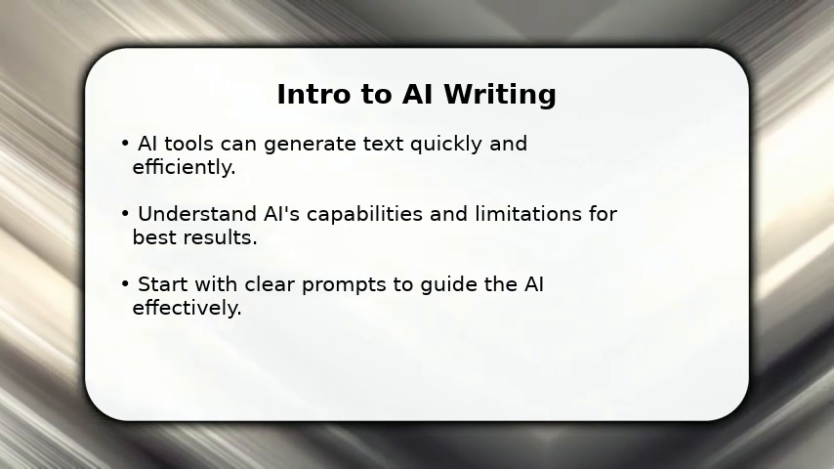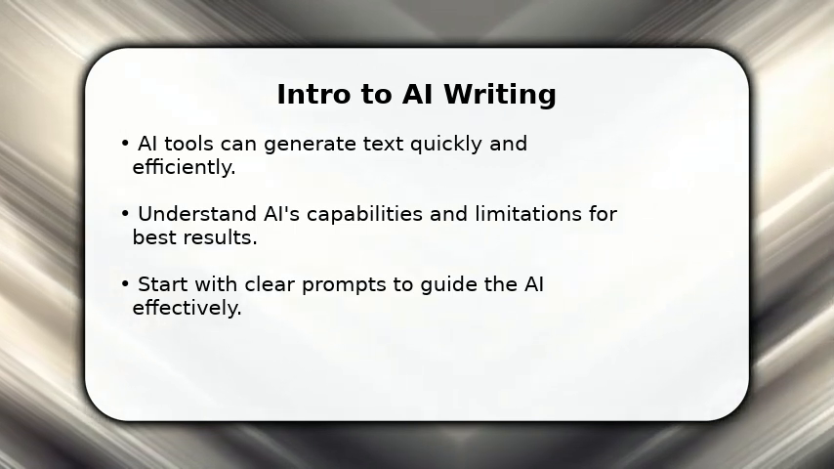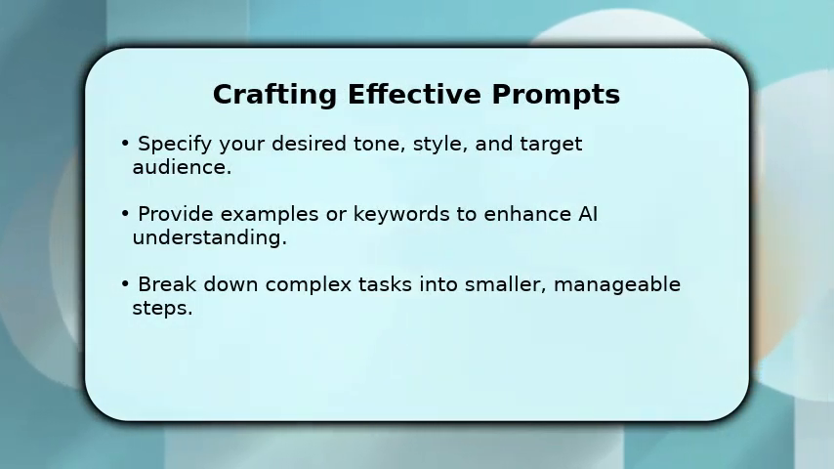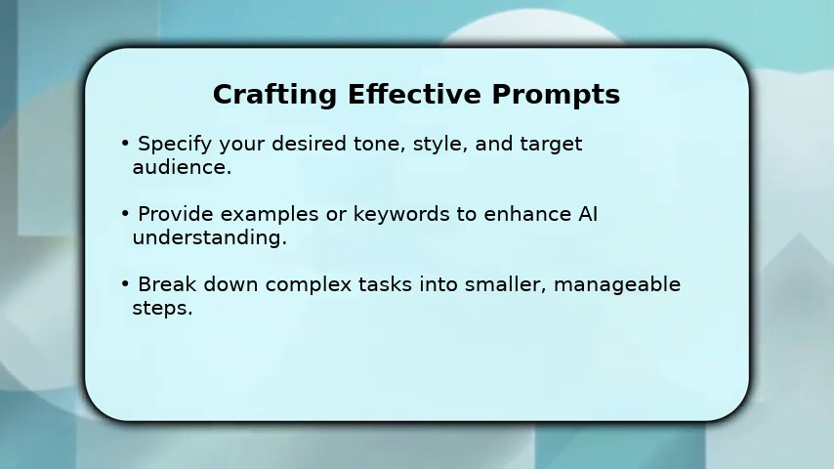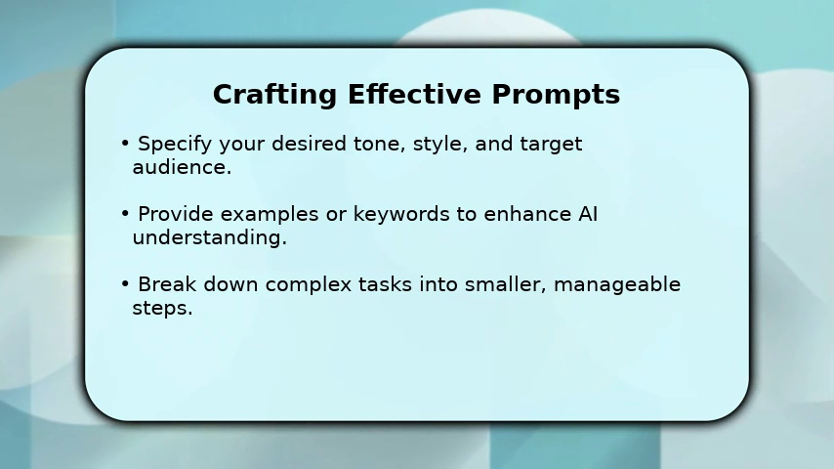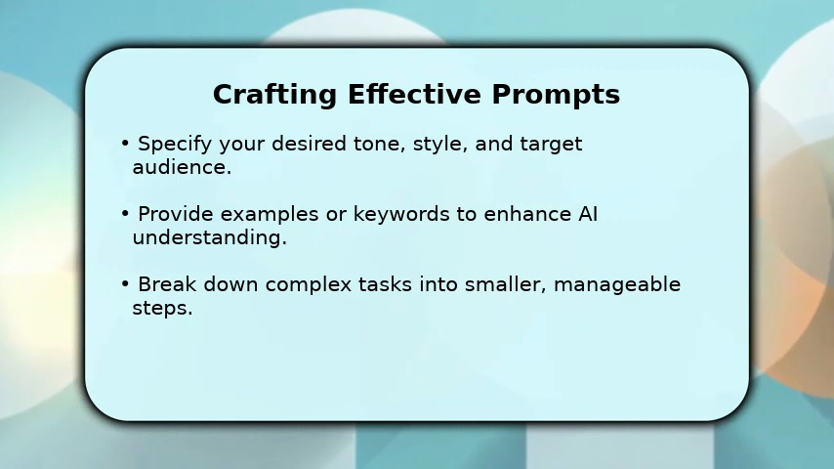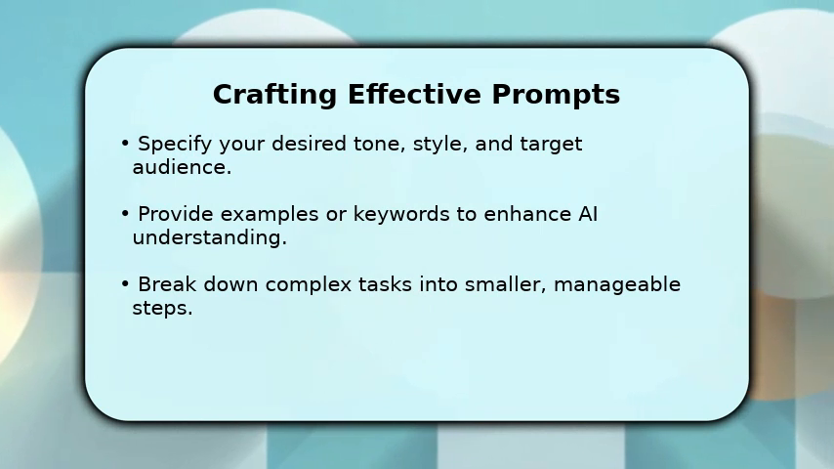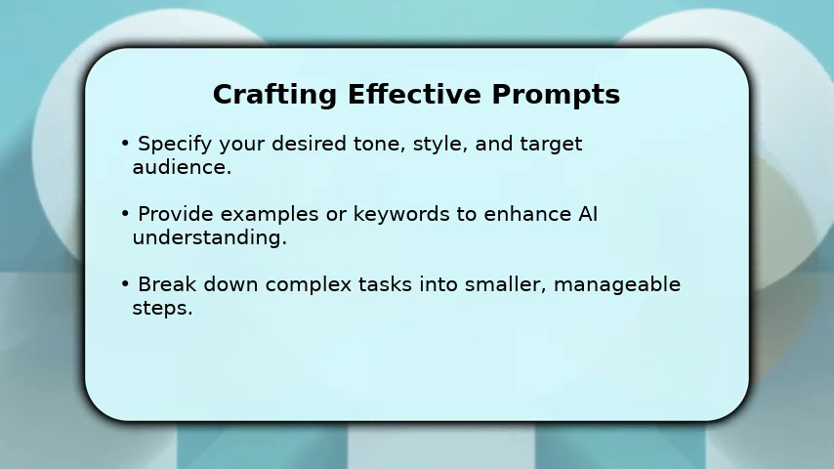Begin by crafting precise and detailed prompts to ensure the AI produces the most relevant and useful output for your needs. To get the best results from AI, focus on crafting effective prompts. Clearly specify the tone you want, whether it's formal or casual, and define your target audience. Including examples or key phrases can significantly improve the AI's comprehension. For larger projects, divide them into smaller, more focused prompts. This approach helps the AI stay on track and deliver high-quality, relevant content consistently.